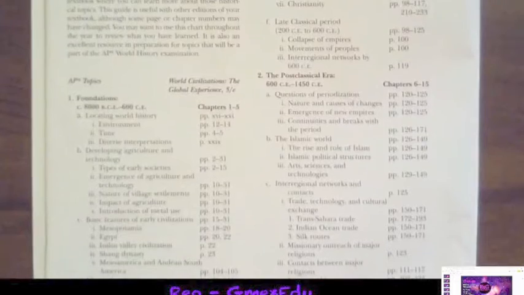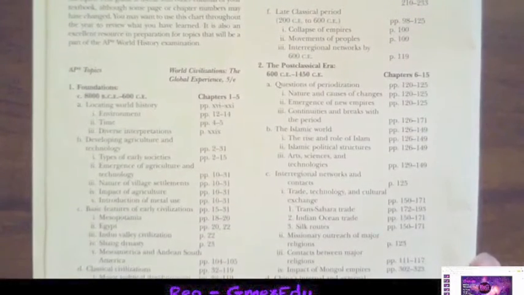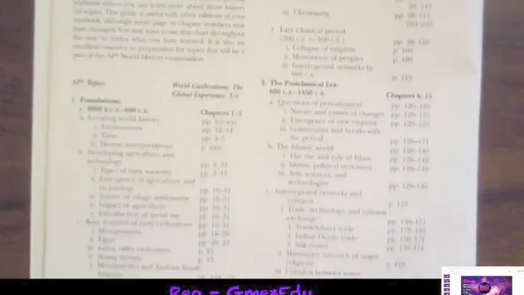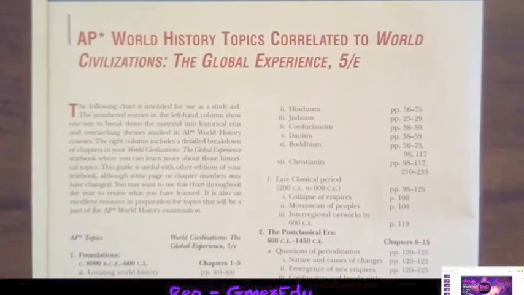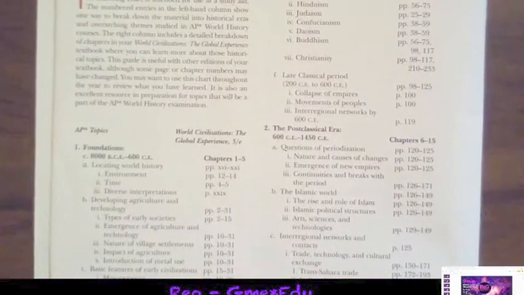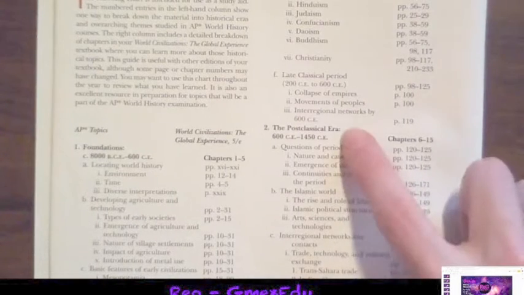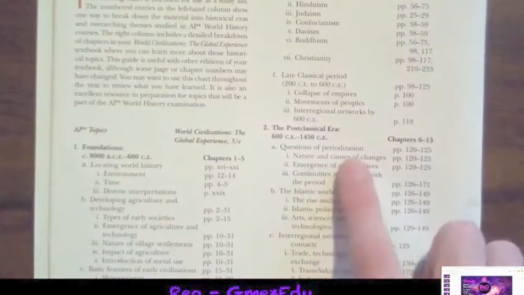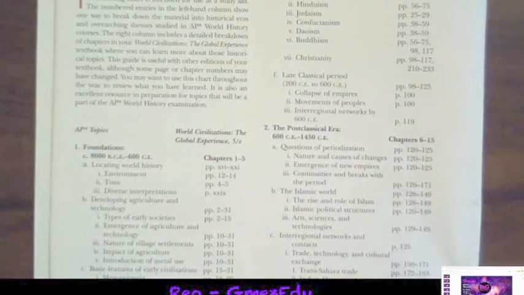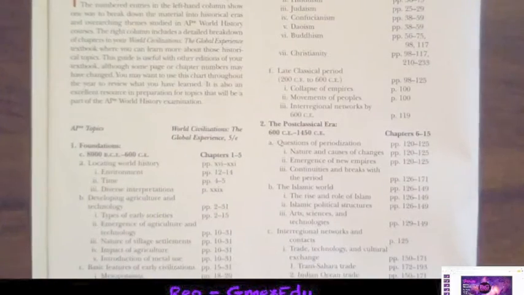So if you were a teacher who maybe found this in their closet and it wasn't necessarily the primary textbook you were tasked to use, you could scan this potentially and say, okay, I needed information or just material on post-classical era, right? I needed some questions of periodization or the nature and causes of changes, so on and so forth. And then you could go right to those pages and get the material or the information you need. So great that it's here.